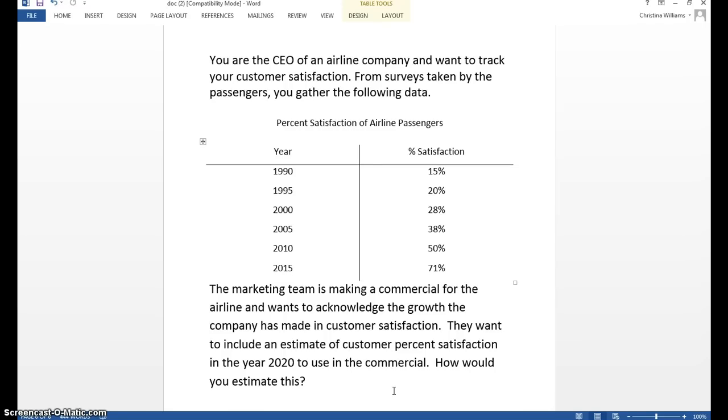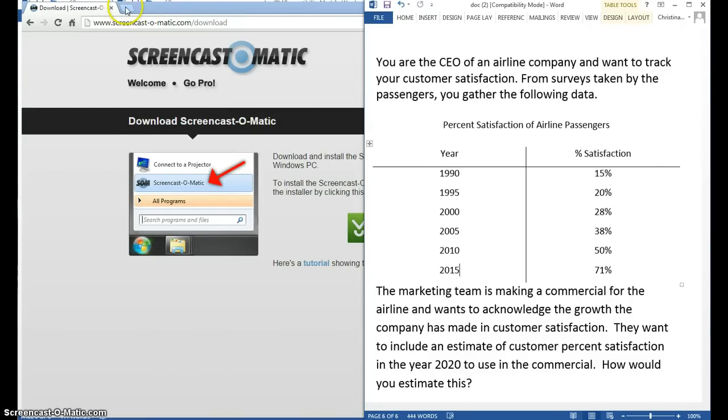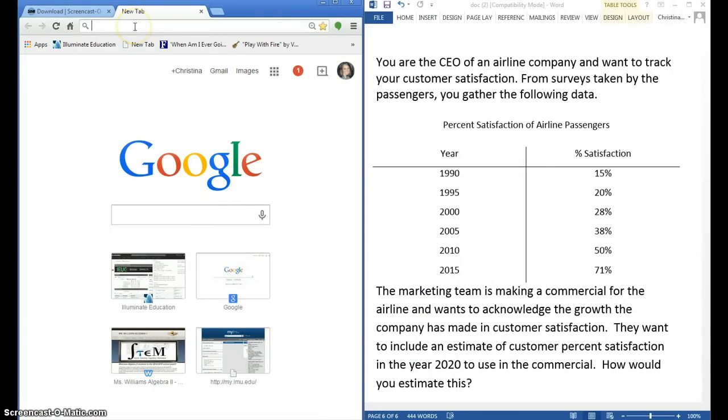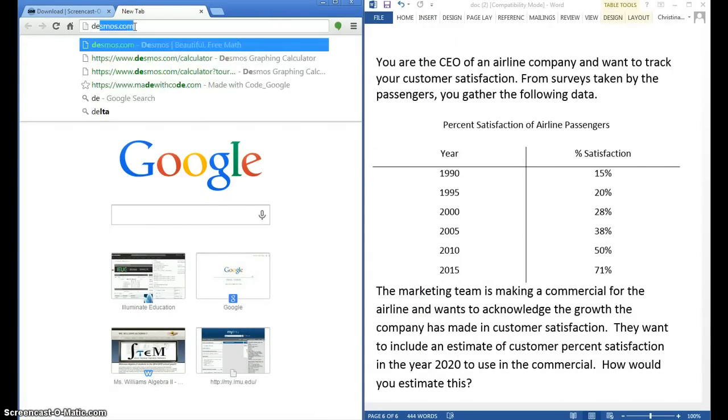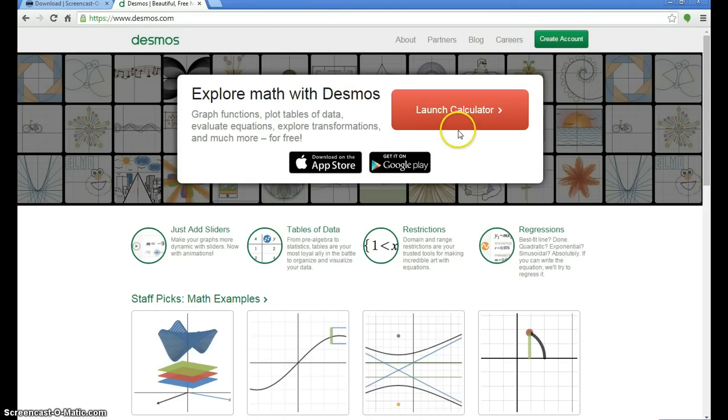So in 5 years, they want to market in the commercial that their customer satisfaction is going to be super high. So the first thing that I want to do is graph this as a function in Desmos. Let's first get into Desmos here. I'm going to add a new tab, and I'm just going to go to desmos.com, and it's going to come up like this, and I'm just going to choose the big red button, Launch Calculator.